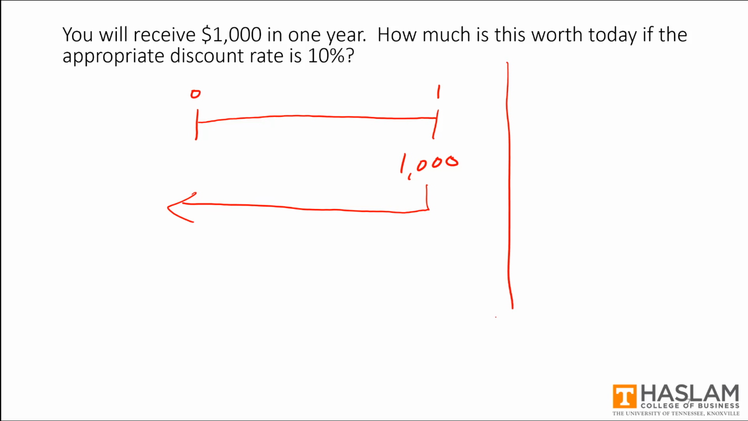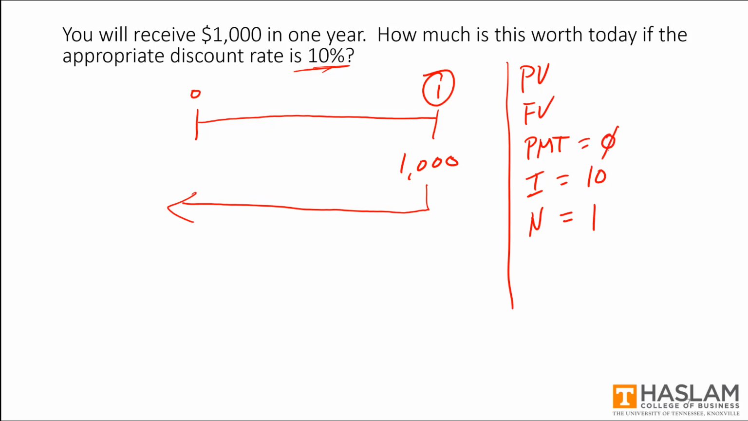All right, now on our financial calculator, we have a PV, an FV, PMT, I, and N. So what goes where? Well, first of all, let's start with the timeline itself. So we've got one period on the timeline, and so N is going to be 1. The discount rate is 10%, so I is going to be 10. Now remember, you enter 10% as 10, not 0.1. What about the payment? Well, there is no annuity in this problem, and so you're going to set payment equal to 0.